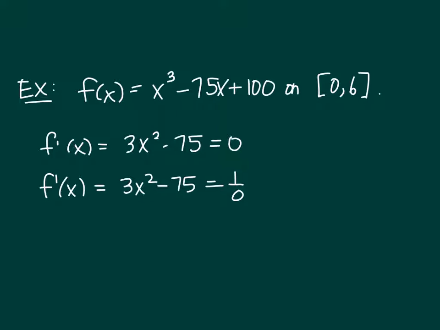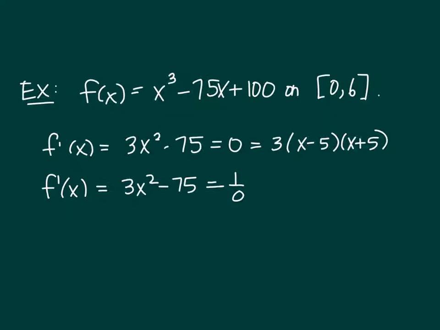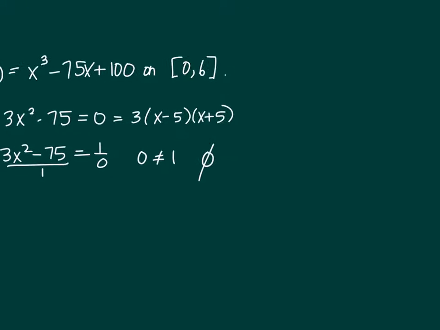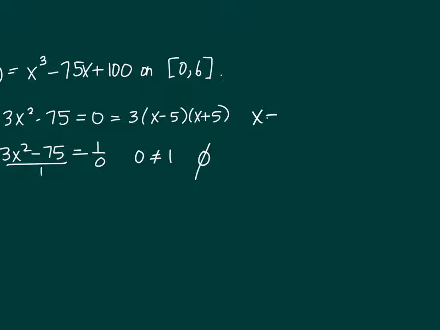That's just straight algebra. Of course, we can factor. When we factor this, we'll have 3 times x minus 5 and x plus 5. When I set it equal to 1 over 0, you're going to drop a 1 under your function so you can cross multiply. You're going to get 0 equals 1, which is not true. So there are no corners or cusps or vertical tangents, but the critical points I come up with are 5 and negative 5.